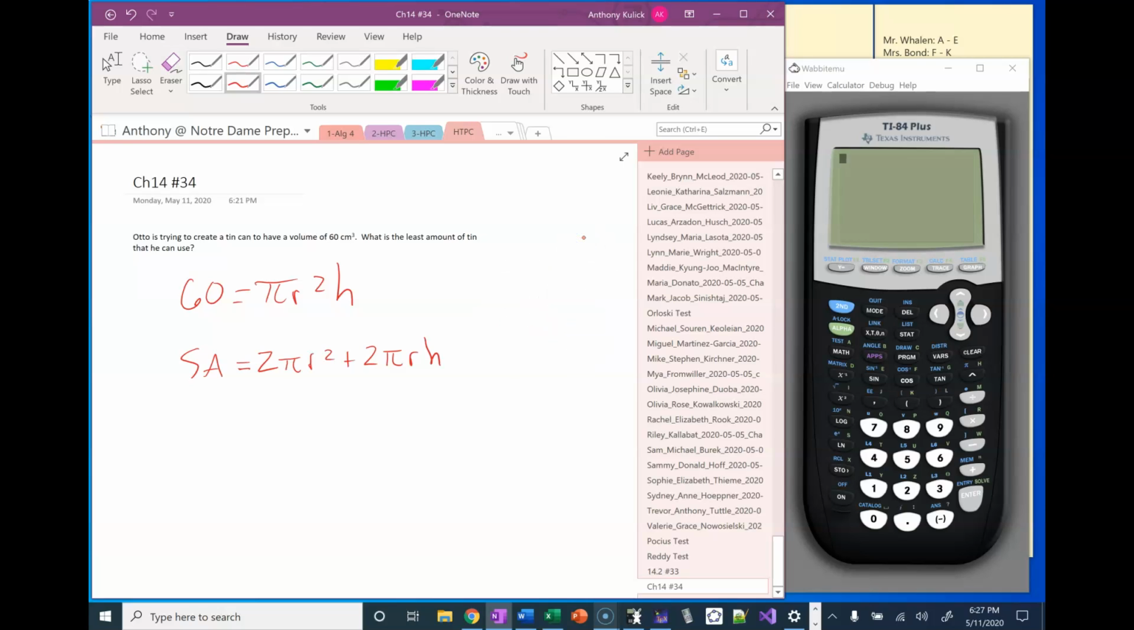So all I'm going to do is solve one of these two equations in terms of h. I'm going to use the first one, so I get that h is equal to 60 over pi r squared, and then substitute it down into here. And now I'm just going to graph this function and find the minimum value.